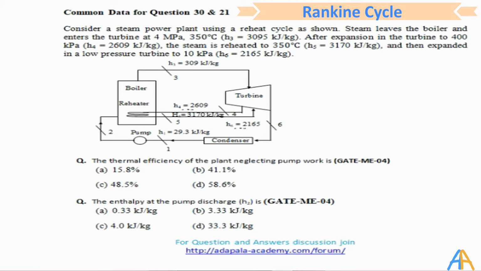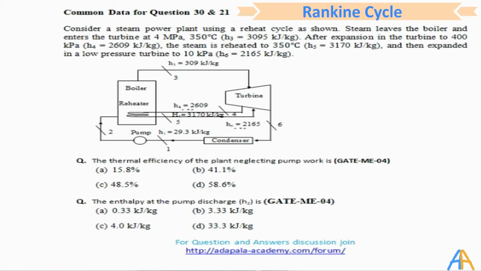is reheated to 350 degrees again, and again H5 is given, 3170 kilojoule per kg, and then expanded in a low pressure turbine to 10 kilopascal, where H6 is given, 2165. Okay, all values are directly given. Then what do we need to find out? This is a common data question for two parts.